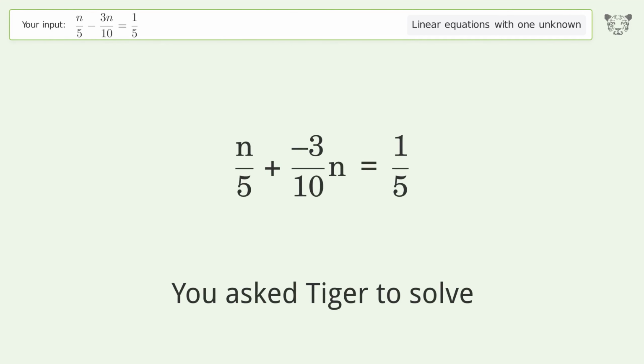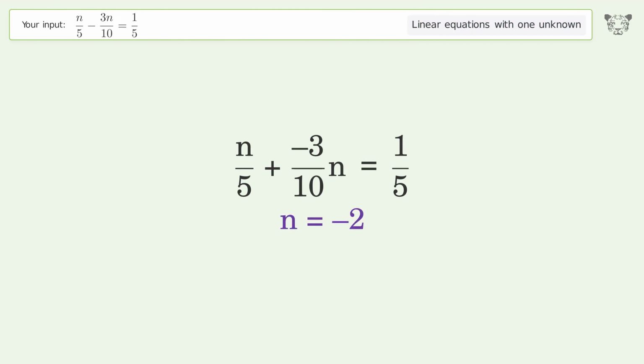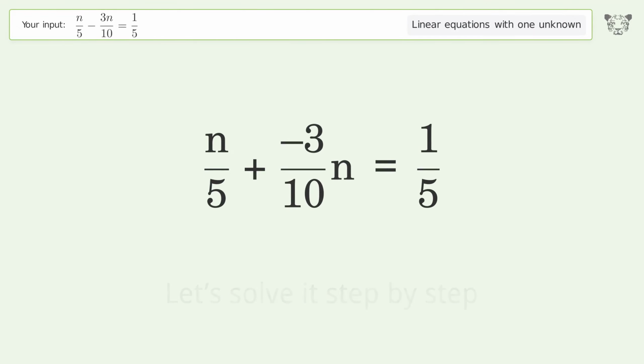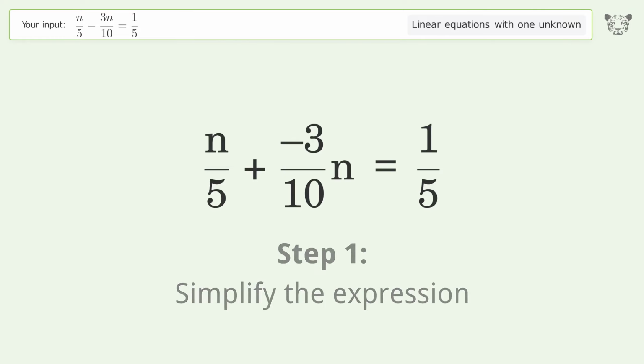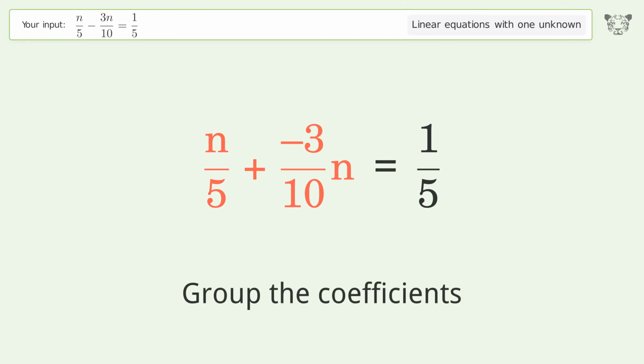You ask Tiger to solve. This deals with linear equations with one unknown. The final result is n equals -2. Let's solve it step by step. Simplify the expression. Group the coefficients.